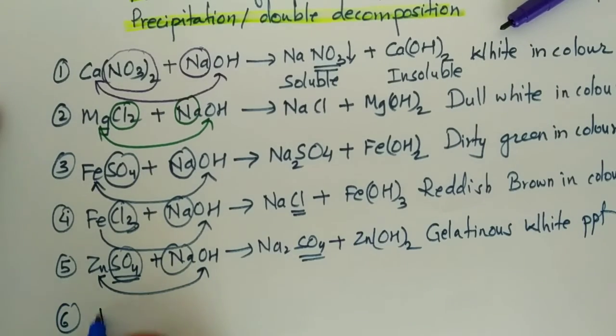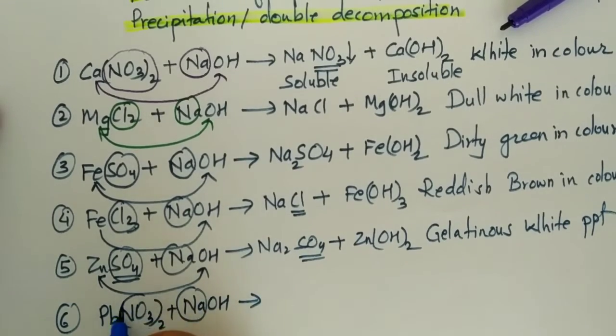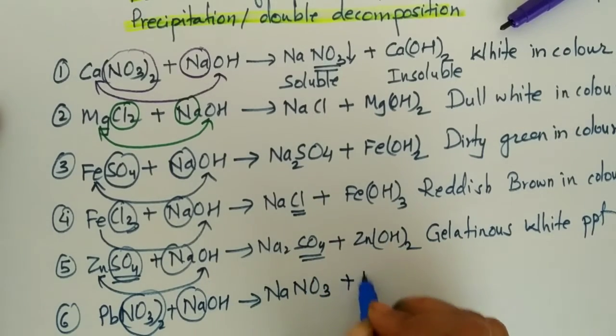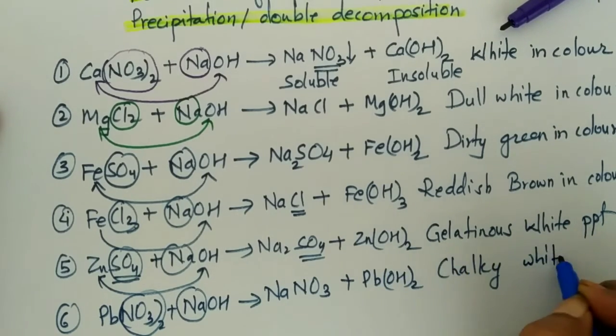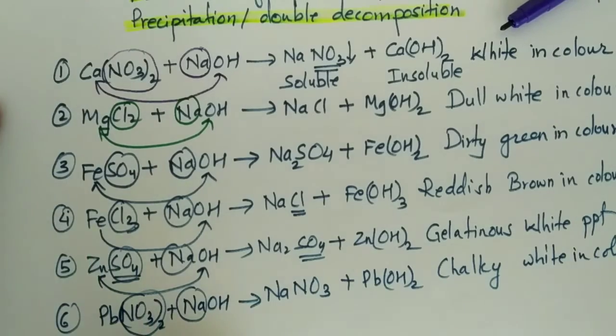Next, you can take lead nitrate. This is a nitrate, so it is soluble. Again, make it react with NaOH. It forms NaNO3 plus Pb(OH)2, which is chalky white in color. These are insoluble precipitates.